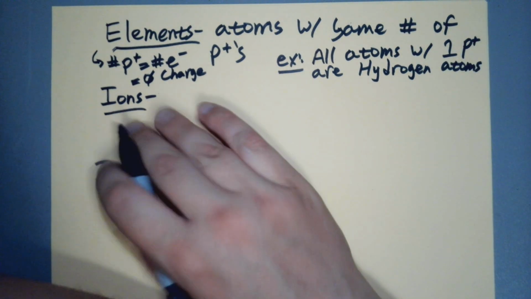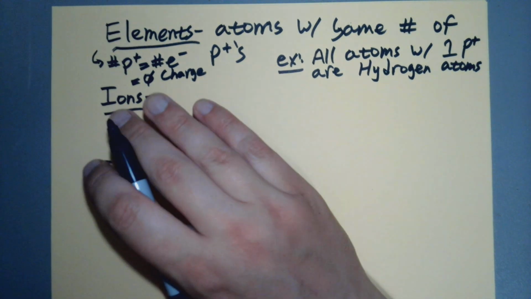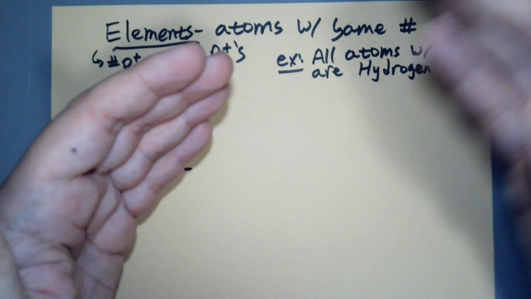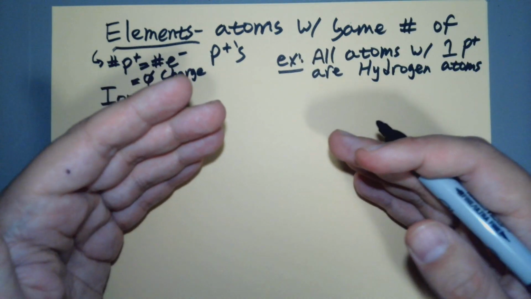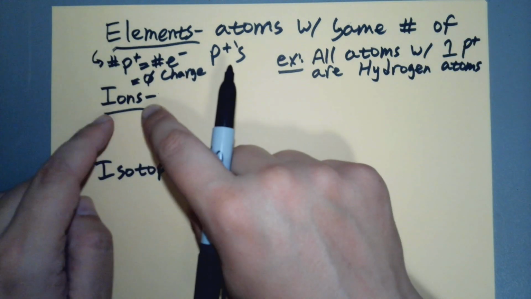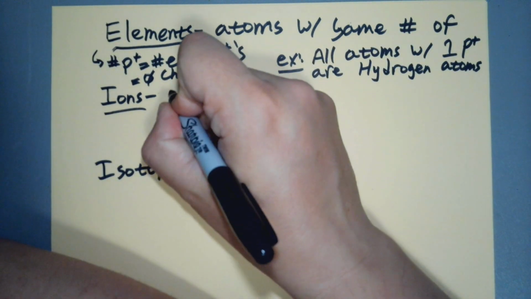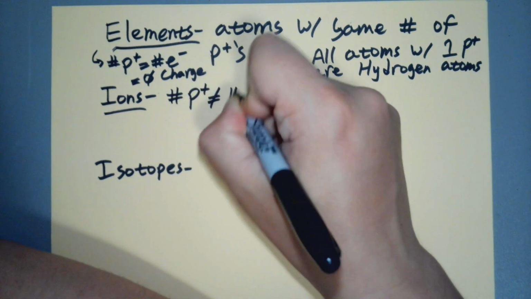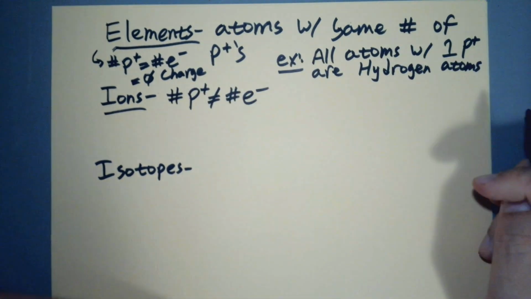If the number of protons and electrons are not the same, so we can do that. We can move electrons around. We can take them away. We can add them on. We'll talk about trends with that with the next section. But when we do that, we get ions. So this is when the number of protons does not equal the number of electrons.